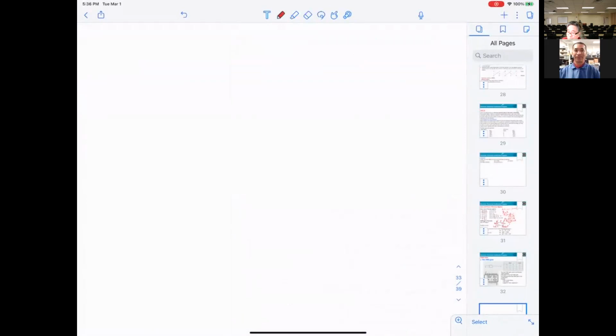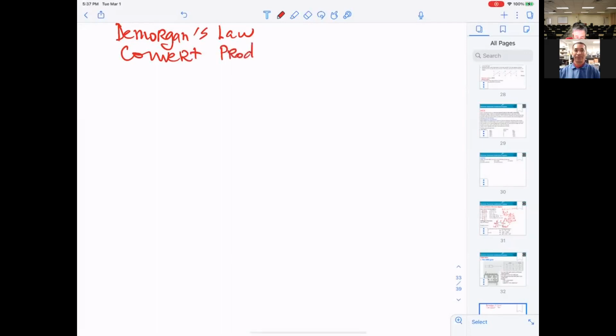Last time we were talking about Boolean algebra. The only thing I want you to memorize is De Morgan's law. That will be converting product to sum, and converting sum to product.